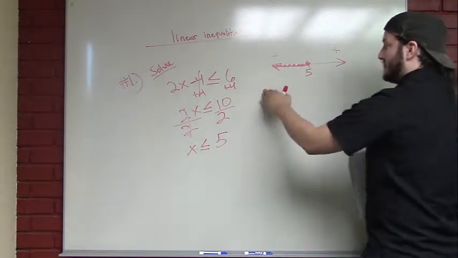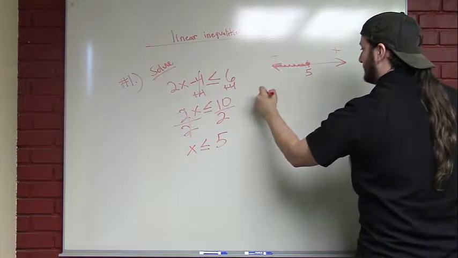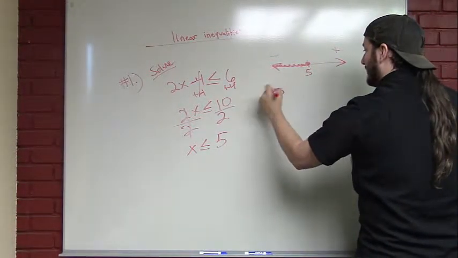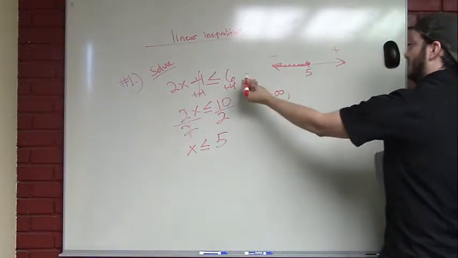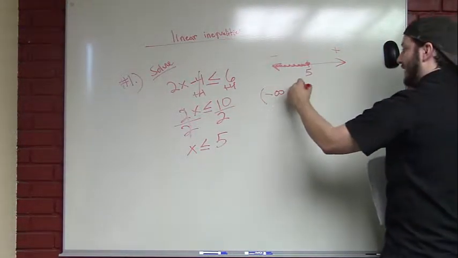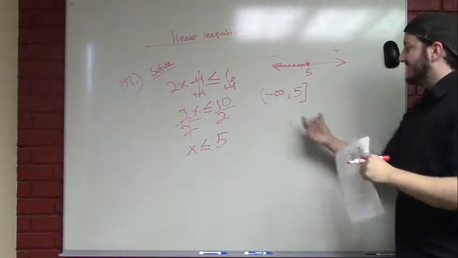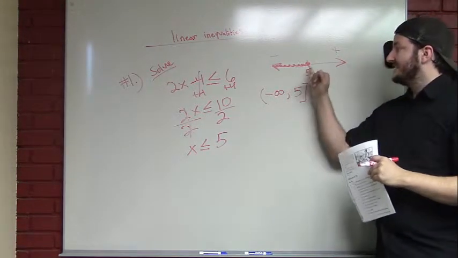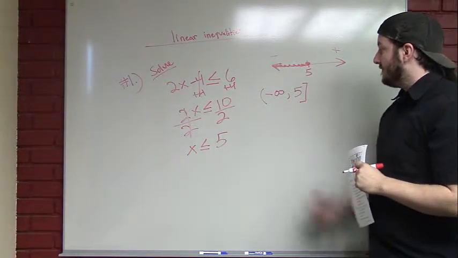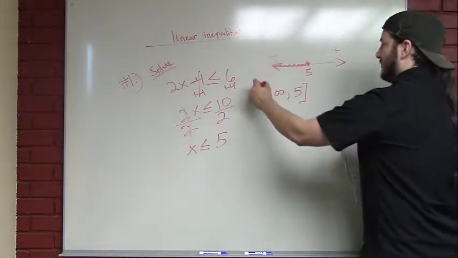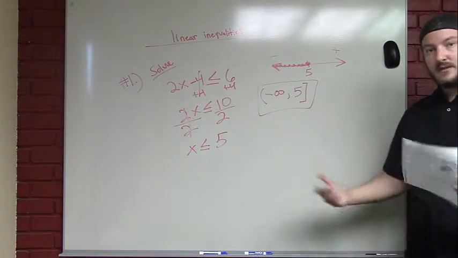So interval notation now. It's going all the way over here, which is negative infinity, so parenthesis, negative infinity, comma, to 5, right? But this 5 has a bracket here because it's included, because of this guy right here. Okay? It's included, so that would be your interval notation. Okay? Making sense?